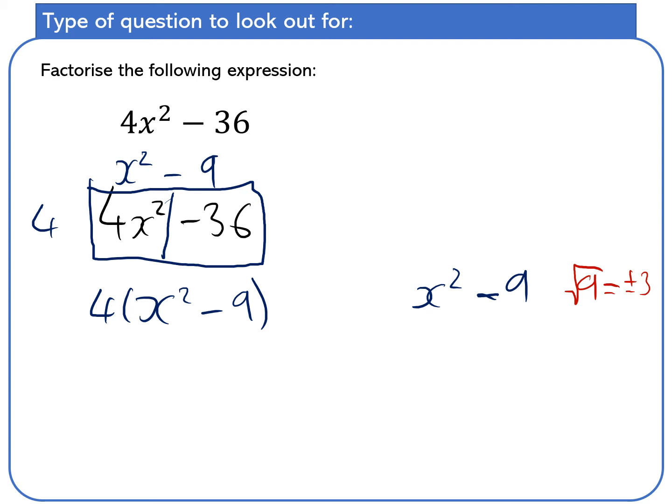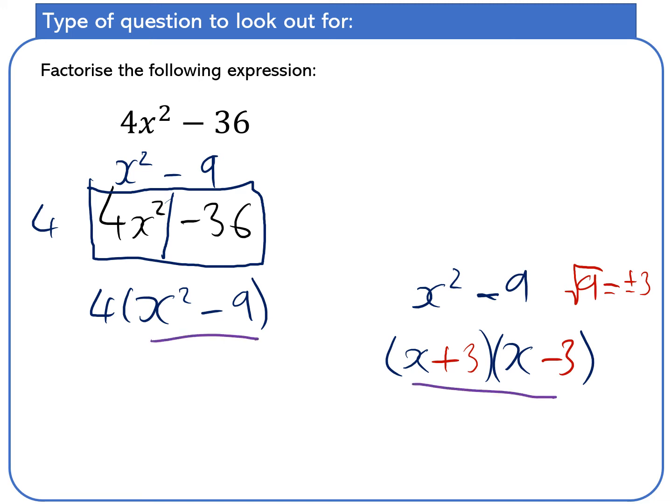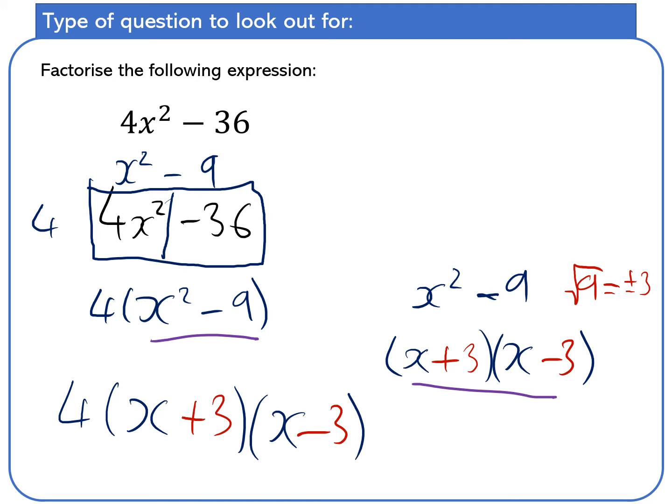So how do I factorize that? Well, I would just quite simply go, this is x plus 3 and x minus 3. Okay, well, these two are the same, so that just tells me I've got 4 bracket x plus 3, x minus 3, and we're done.